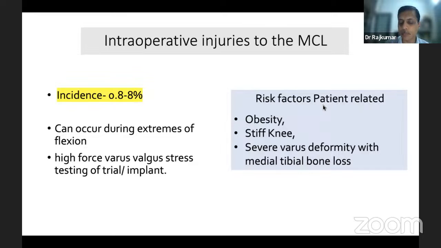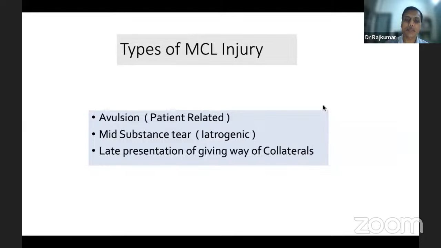We have to be very protective on the medial side because of the lot of release it needs. So if you see the types of MCL injury, we need to know exactly where this problem happens. Three places it happens. One is the avulsion, which is more of a patient-related problem. Why have I put this as patient-related? Because of osteoporosis, stiff knee, all those things cause avulsion. Even though it is not fully patient-related, it is predominantly patient-related, which the surgeon has to be careful about.